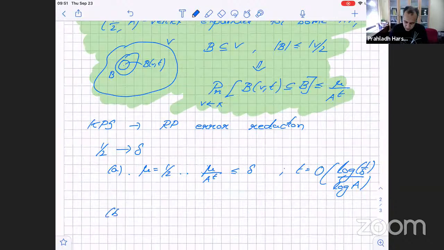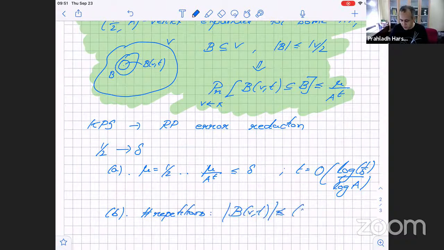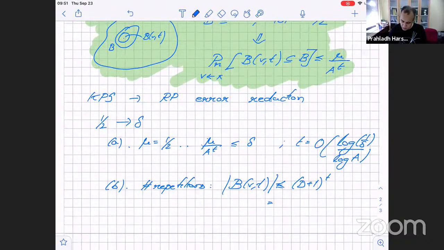But what's the number of repetitions you need to do? You have to do it for the entire ball, the size of the ball B(v,t), which is roughly (d+1) to the power t. This is polynomial in n, provided t is order log n.